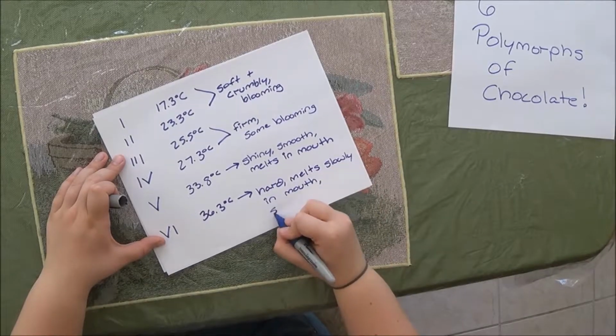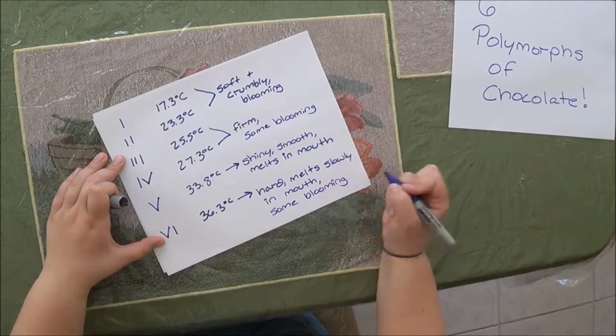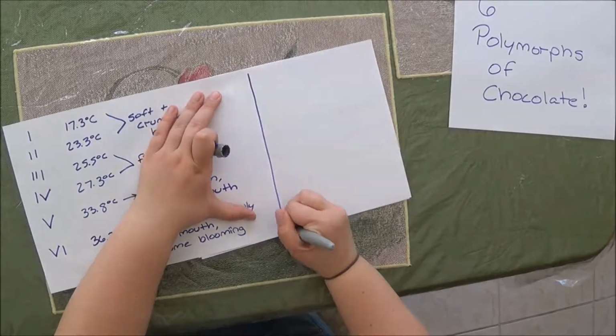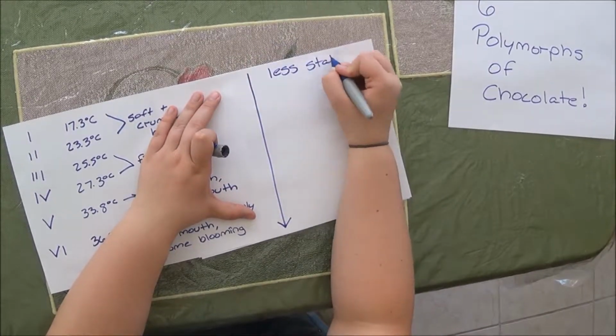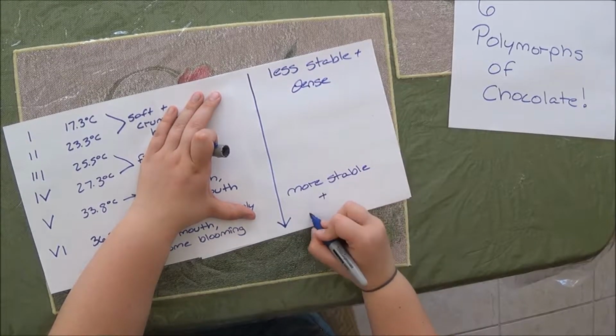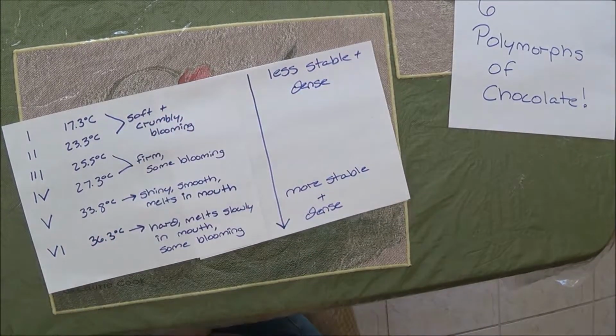The higher the form that you're going for numerically, the more stable and the denser the chocolate is. Form 5 is the ideal one. It's the one that companies will sell. It's the ideal form, essentially.